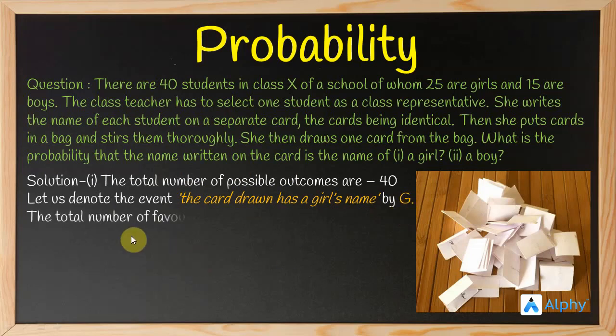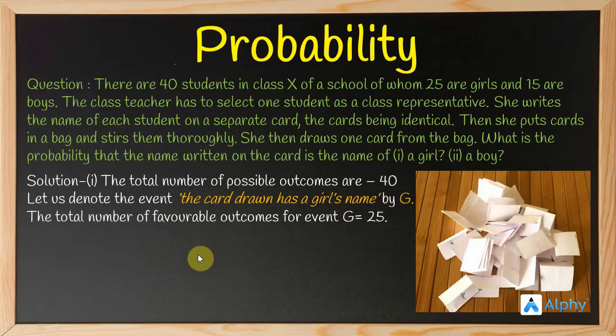The total number of favorable outcomes for event G is 25 because we have a total of 25 girls and the cards having girls' names are 25. So the favorable outcomes for event G are 25. Now we have got the favorable outcomes for the event. We have all the possible outcomes, which are 40.